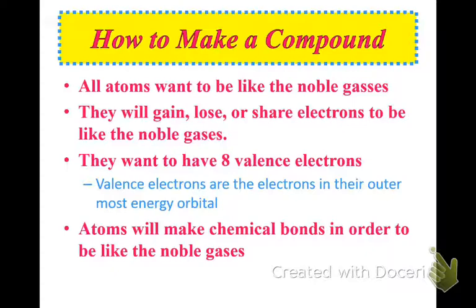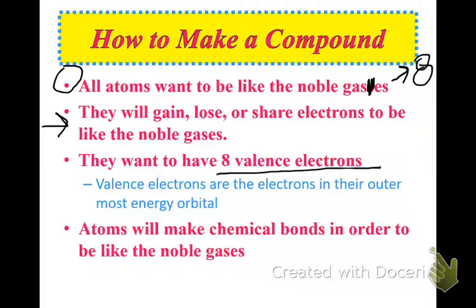Now, how to make a compound. First of all, you have to understand that all atoms want to be like the noble gases. They want to be what we call happy. So they want to be happy, meaning that every element wants to get 8 electrons in their outermost shell. So what will they do? They will gain, lose, or share electrons to be like the noble gases, because they want to have that 8. They want to have 8 valence electrons. So atoms will make chemical bonds in order to be like the noble gases.